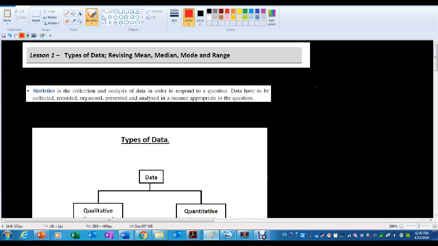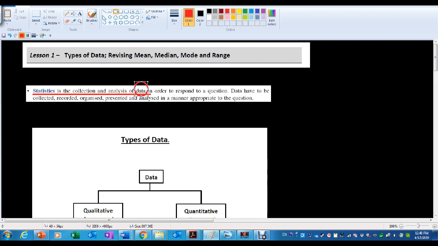Statistics is the collection and analysis of data. So here are the keywords. It's about the collection and analysis of data, in order to respond to a question. We are going to focus on the keyword data here. Data is something that we're going to collect, and then after collection we need to analyze it.